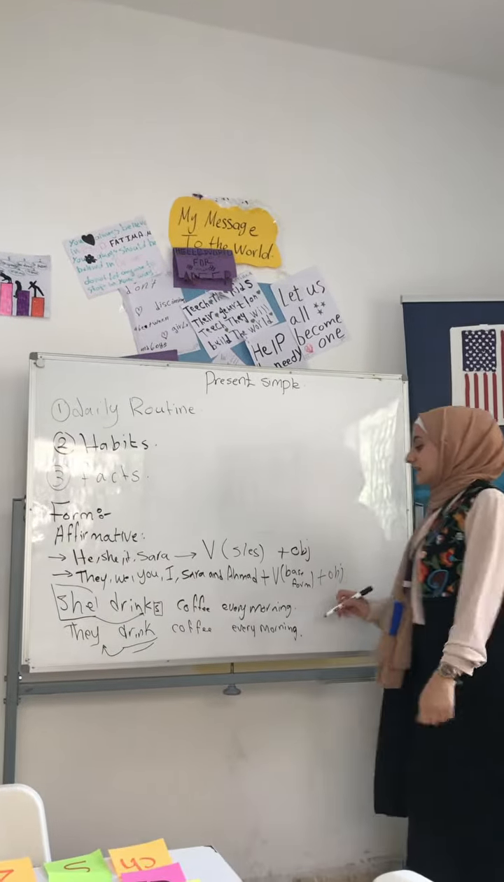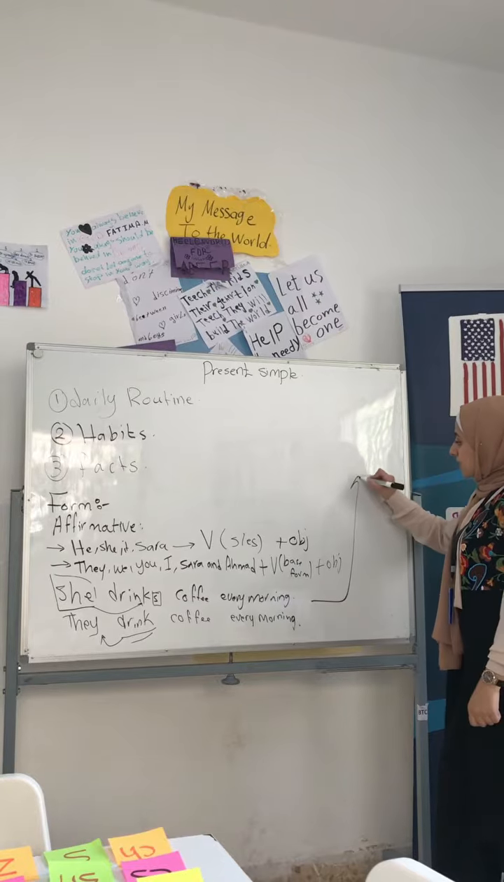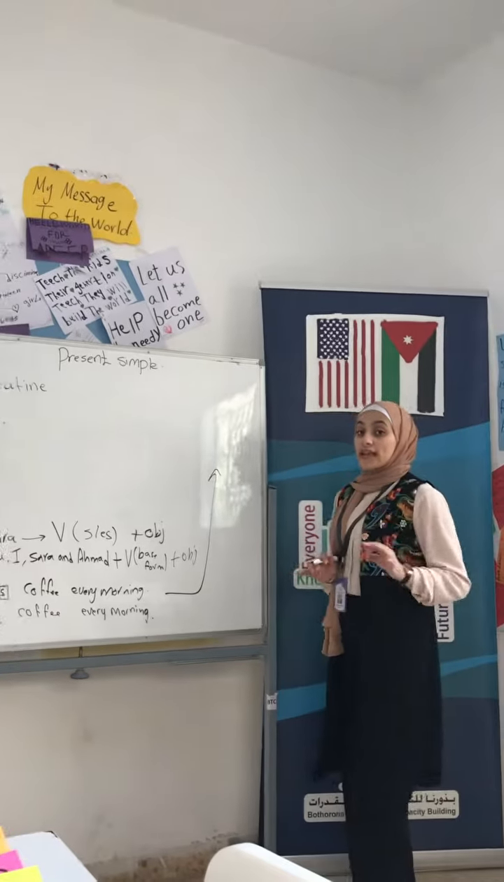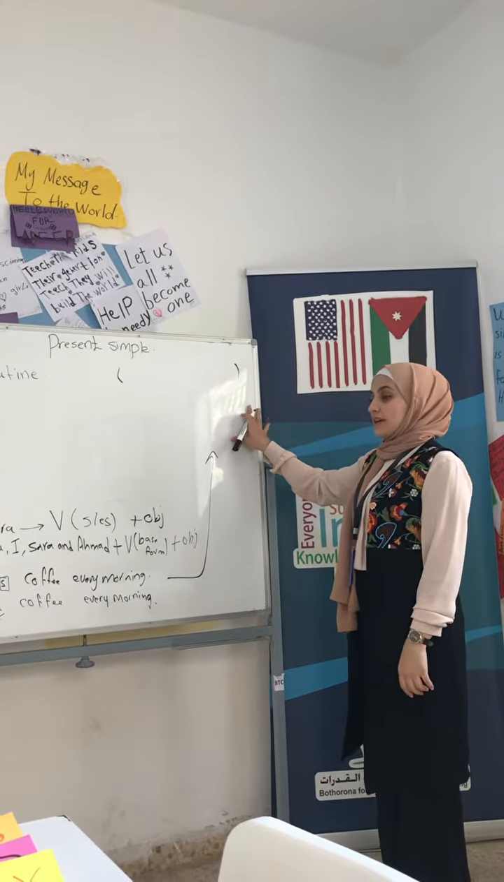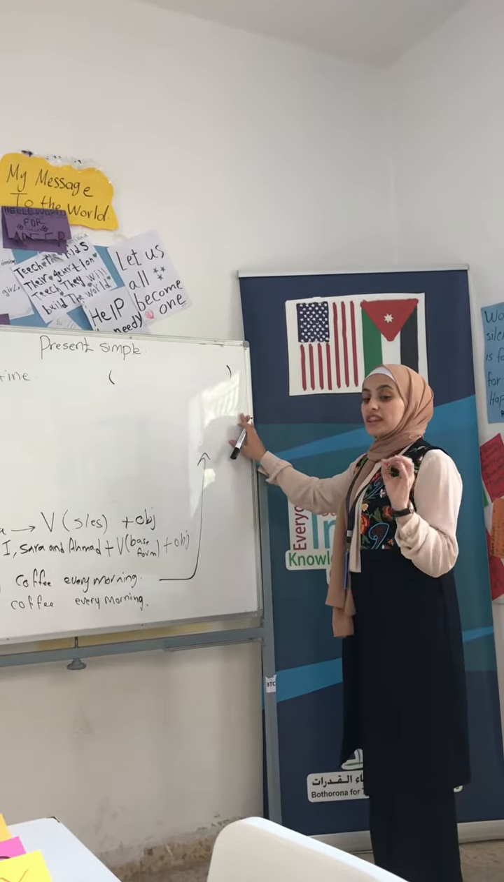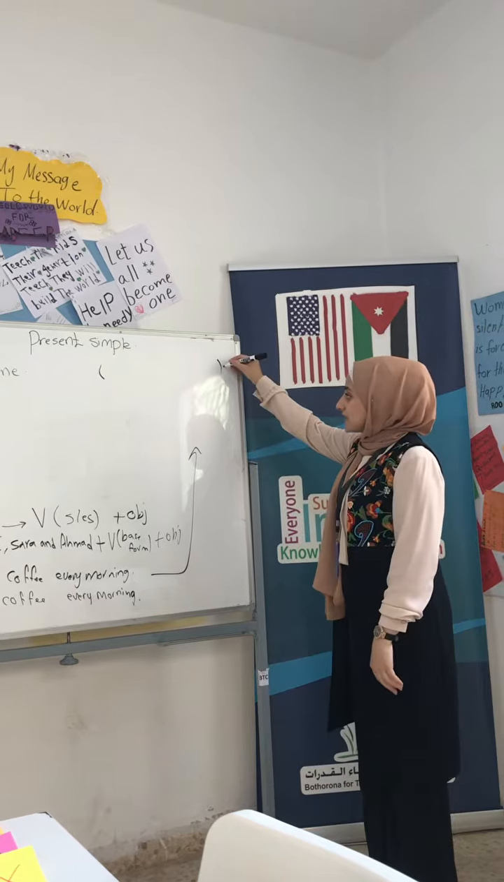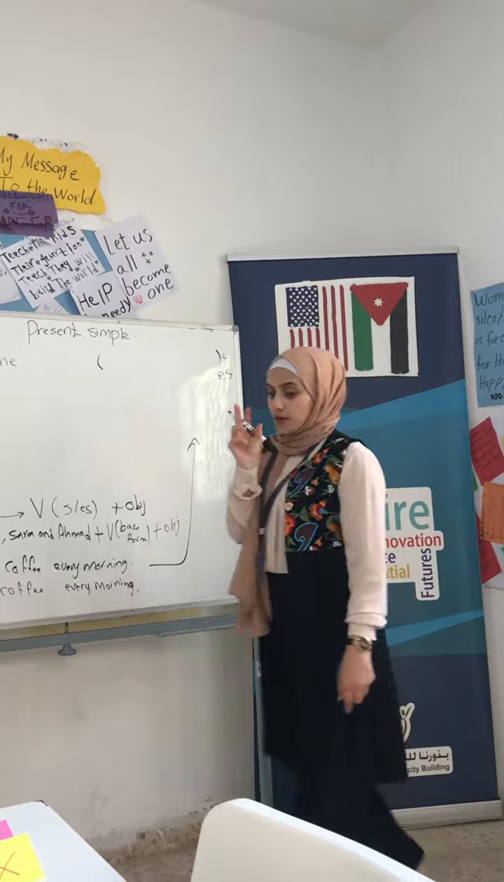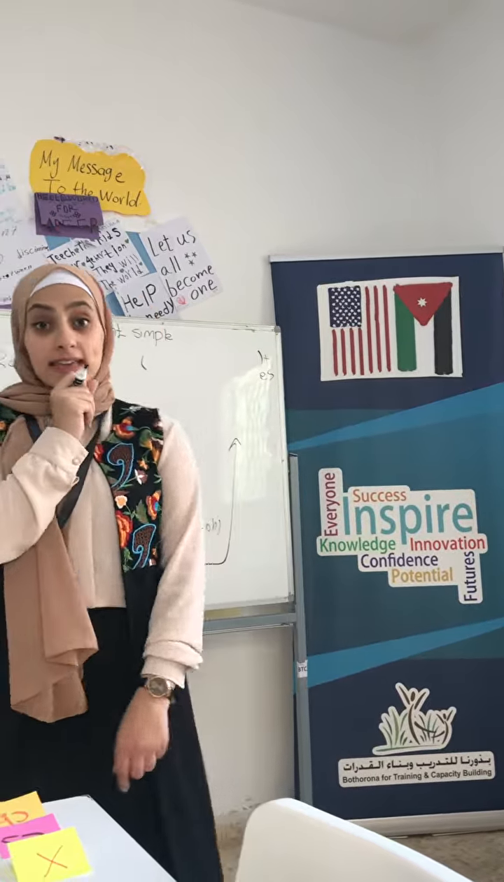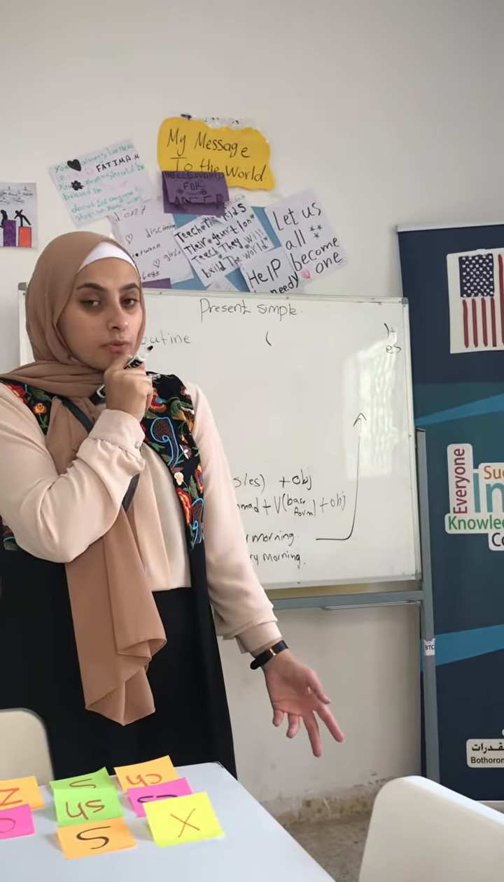We are going to add es, but in this way. If we have a verb that ends with these letters, then we will add es, not s. So what's the letter we are going to add to them? Es, if they end with a verb.